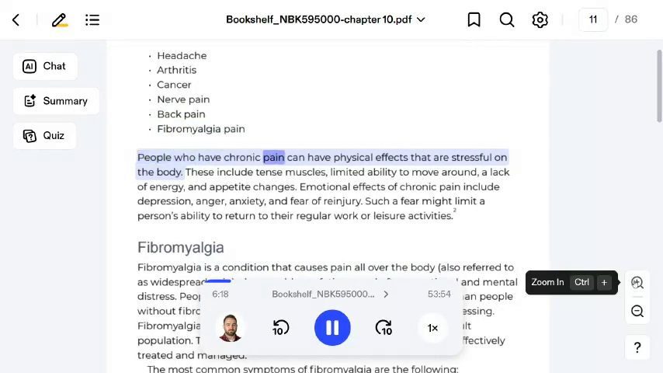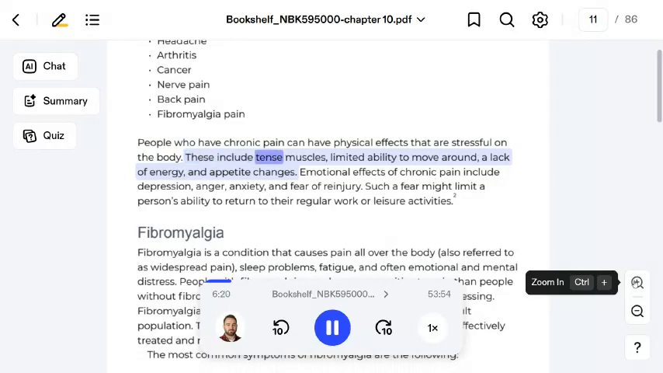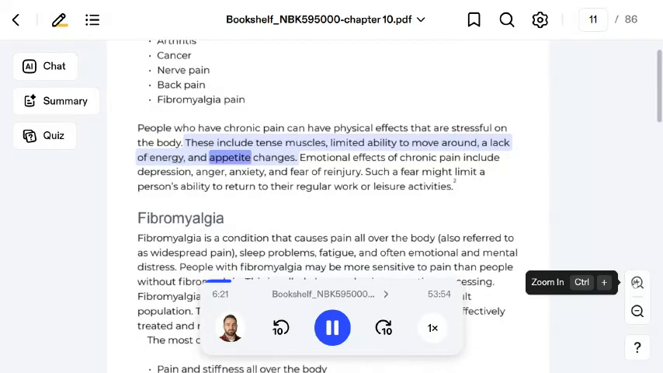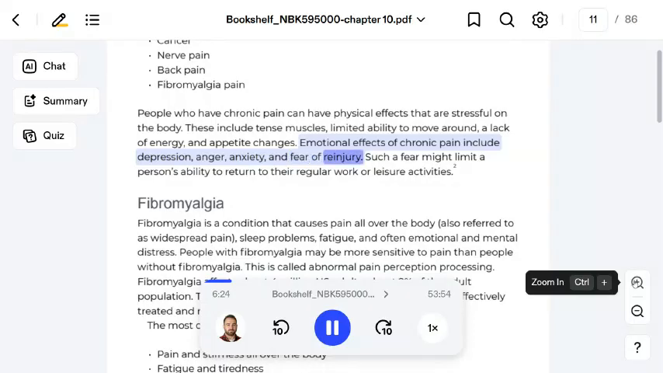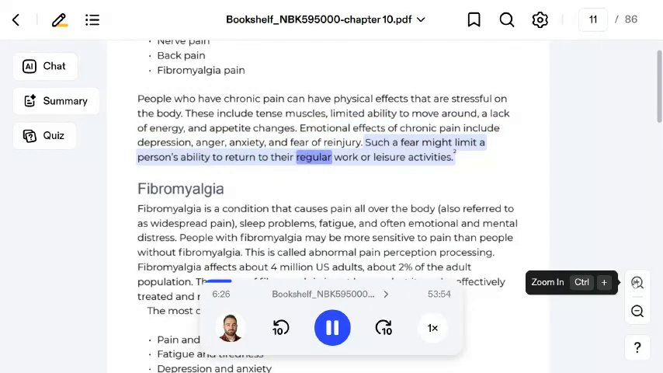People who have chronic pain can have physical effects that are stressful on the body. These include tense muscles, limited ability to move around, a lack of energy, and appetite changes. Emotional effects of chronic pain include depression, anger, anxiety, and fear of re-injury. Such a fear might limit a person's ability to return to their regular work or leisure activities.